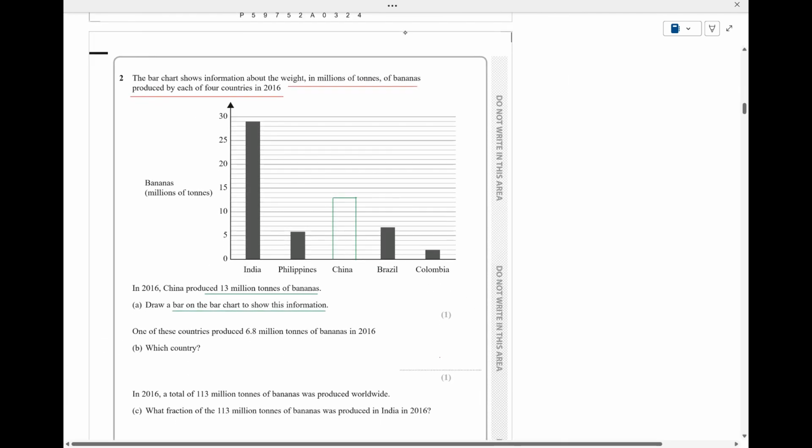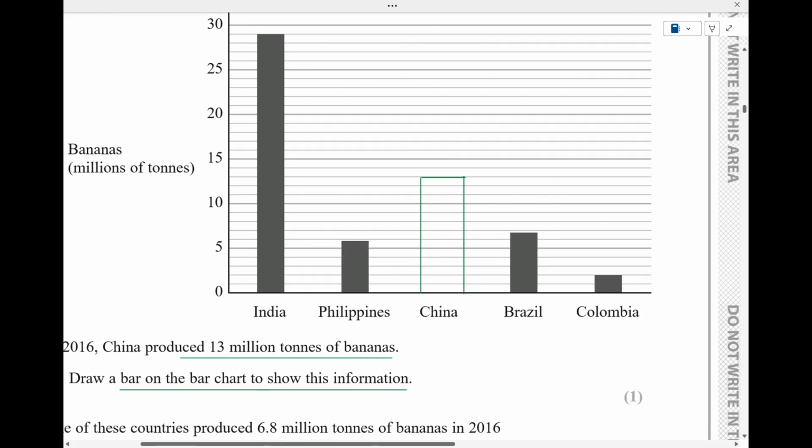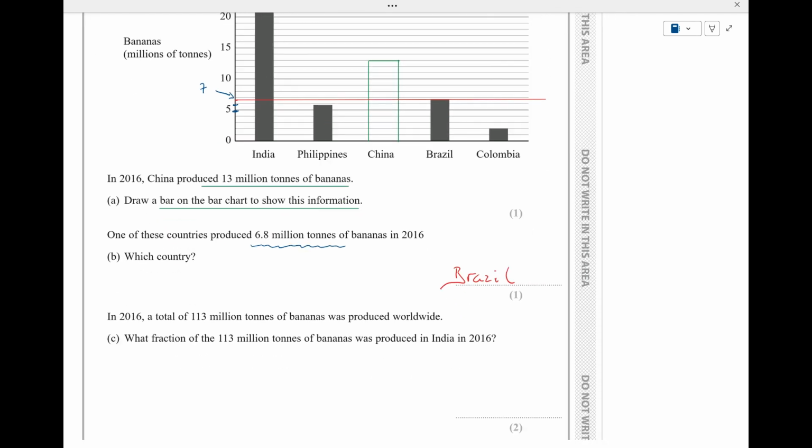Which of the countries produced 6.8 million tons? Well, let's have a look at the scale here. That's 5, so that's 6. So that's going to be 7 there. So 6.8 is about here, isn't it? And let's see which one it is. Aha, look. It is Brazil, isn't it? So which country? Brazil produced 6.8 million tons.